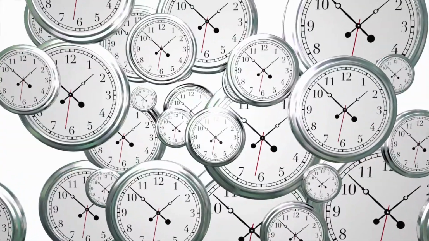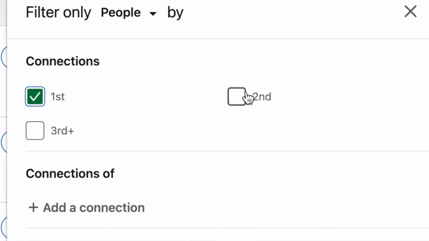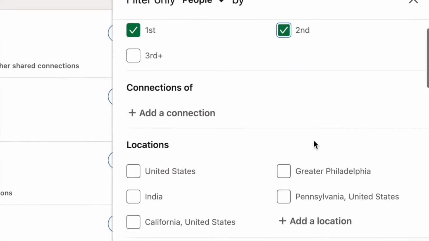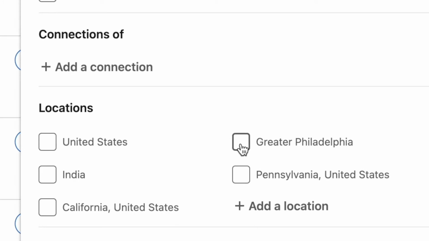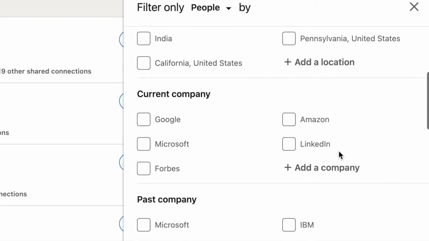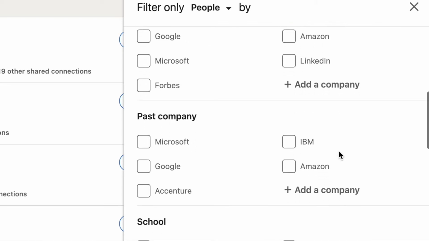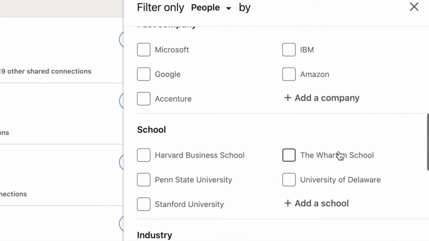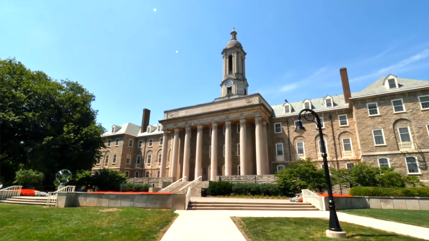And if you're anything like me, you probably want to try to sell to the people who are most likely to buy, because life is short and we want to be efficient. So I'm going to narrow the search down to first and second degree connections. And by second degree, I mean the connections of my connections. And for me, I'm going to choose the greater Philadelphia area because that's where I'm based and people are more likely to buy local. You can see you can also narrow down your search by current company and past company if you want. And for school, I'm going to select Penn State University because that's my alma mater and people tend to be friendlier with those who went to the same school.